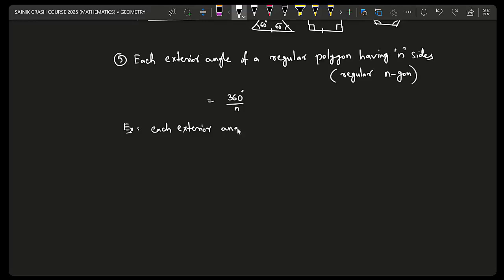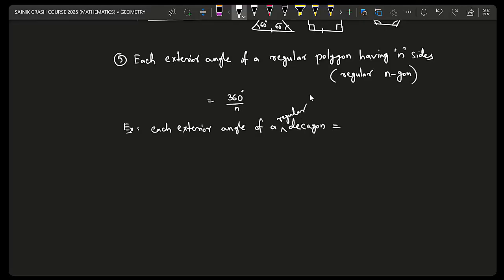Each exterior angle of a decagon. You know what a decagon is, Vishnu? A polygon with 10 sides. Yes, with 10 sides. Now, can you answer this question? What is each exterior angle of a decagon? Is it a regular decagon or a normal decagon? Yeah, I forgot to write there. We are discussing regular ones only. This is a regular decagon.